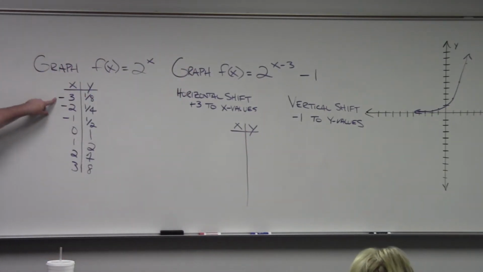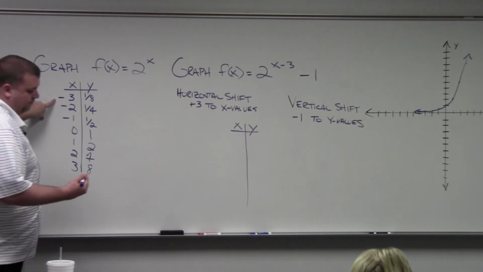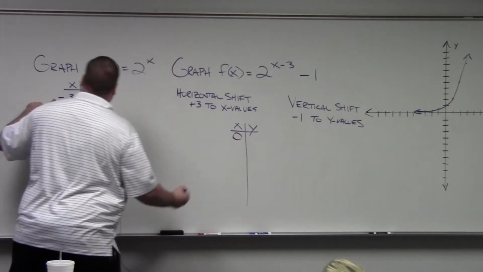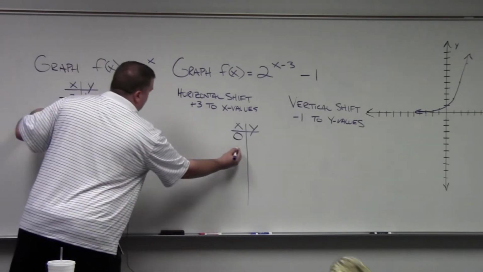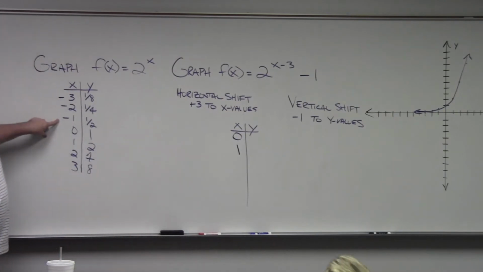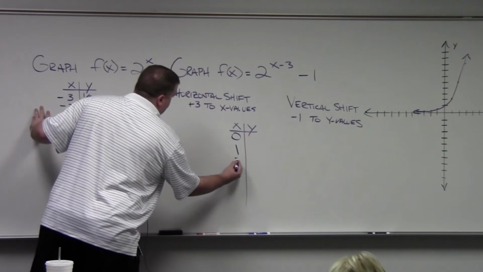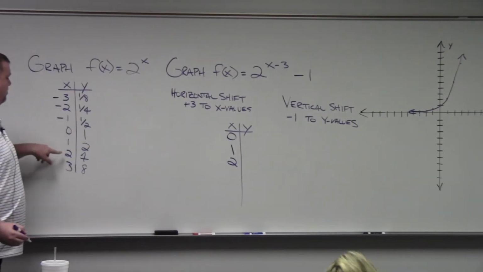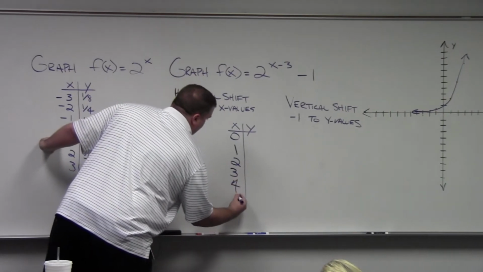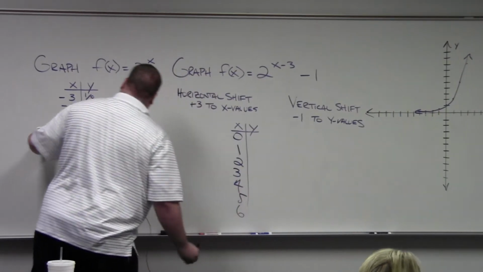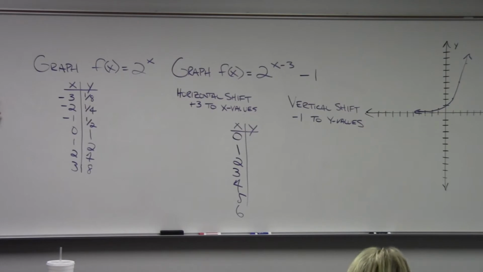So if I add 3 to my x values, start here, what's negative 3 plus 3? 0. Negative 2 plus 3? 1. Negative 1 plus 3? 2. And if we keep adding 3 to all of these, you're going to get 3, 4, 5, and 6. Everybody agree with that? Just adding 3 to our x values.